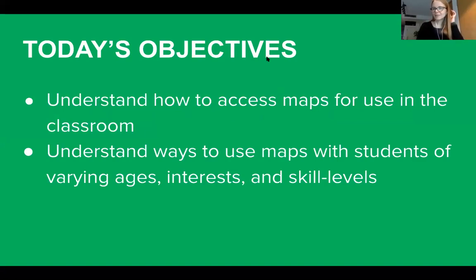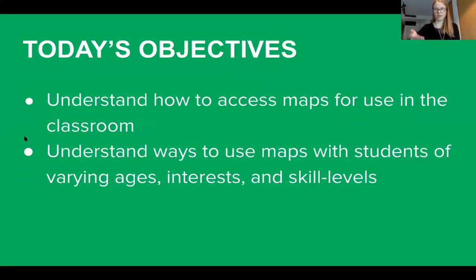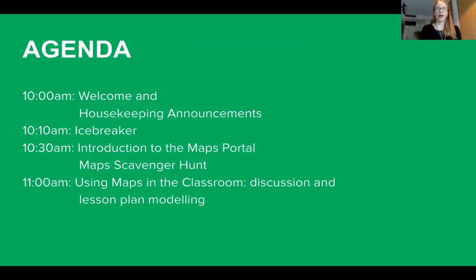All right, so our objectives for today, for this morning, are to understand how to access maps for use in the classroom and understand ways to use maps with students of varying ages, interests, and skill levels. And participants who successfully complete the session will be able to submit their information for, I think, 2 CTLE credits upon completion of the evaluation survey at the end of the session. Again, that'll come at the end of the session. Don't worry. We will make sure to share the link for you to fill in your information for getting CTLE credits. And let's look at the next slide now with our agenda.